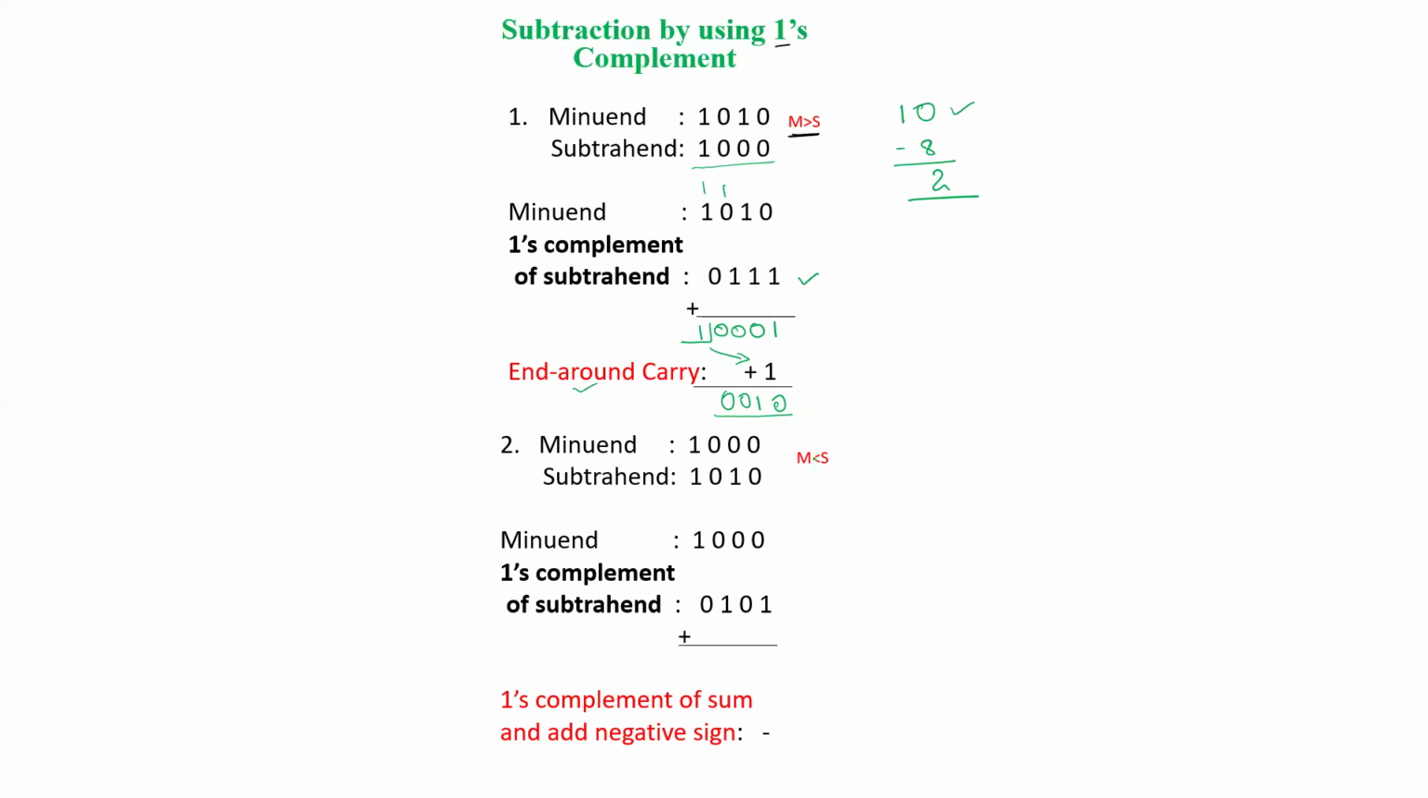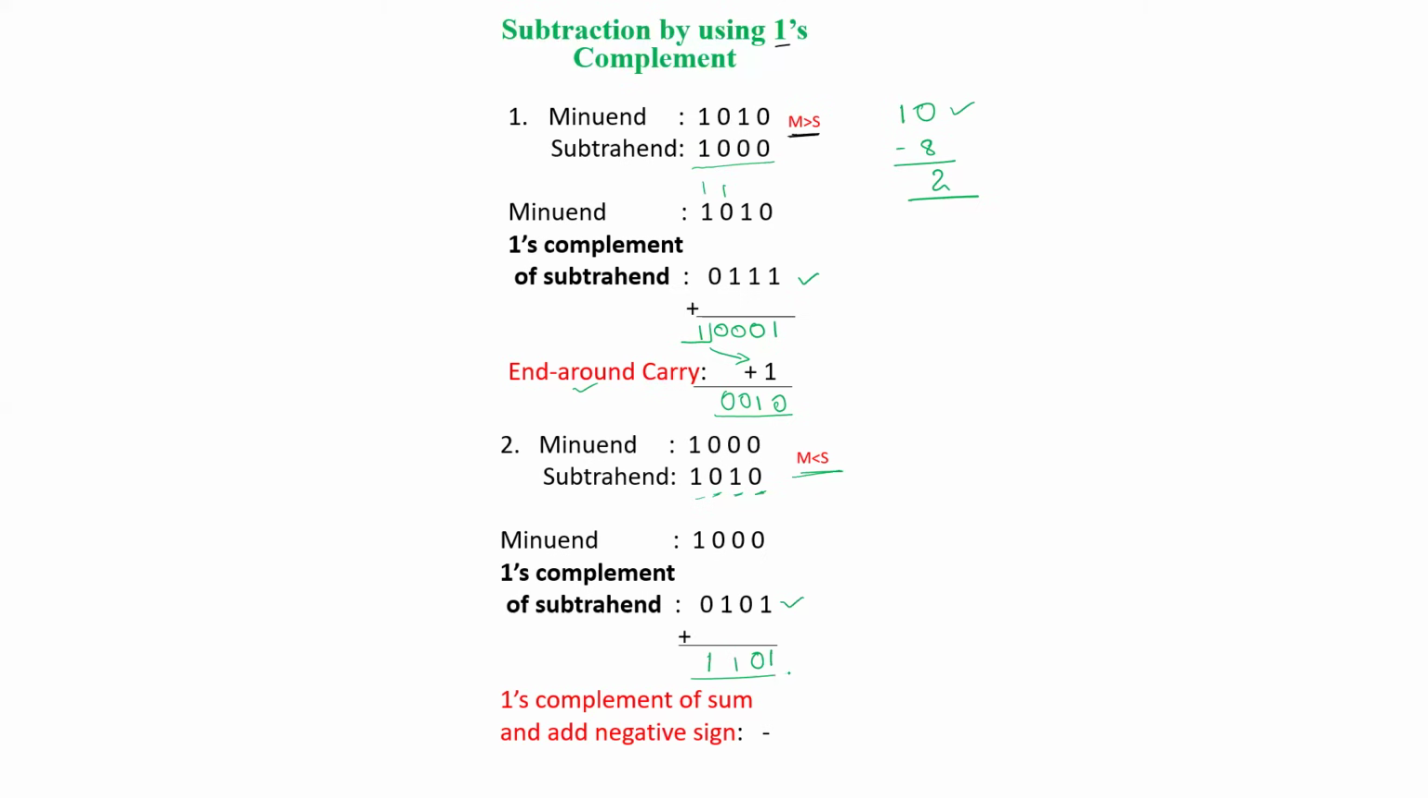Now another example. We have taken the minuend as 1, 0, 0, 0 and the subtrahend as 1, 0, 1, 0. So here the minuend is smaller than the subtrahend. For the subtrahend 1, 0, 1, 0, we have to take the 1's complement. So 0 will change to 1, 1 to 0, 0 to 1, 1 to 0. So this is the 1's complement of the subtrahend. Now both will be added together. 0 plus 1, 0 plus 0, 0, 0 plus 1, 1. 1 plus 0 is 1.